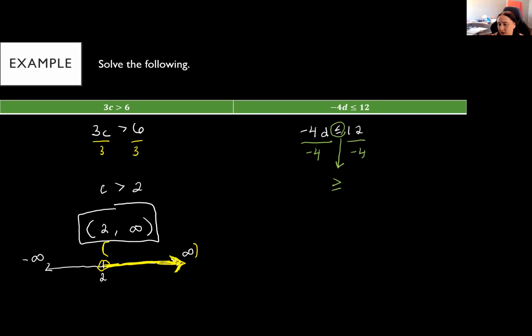We have a less than or equal to becomes a greater than or equal to. So it's like a mirror image. You flip it from a less than to a greater than. If you have a greater than, it becomes a less than. We only do that when we're multiplying or dividing by negatives.